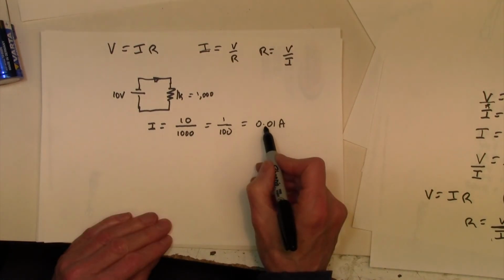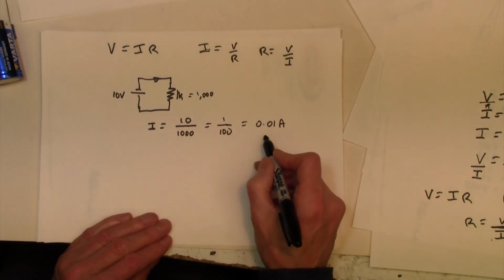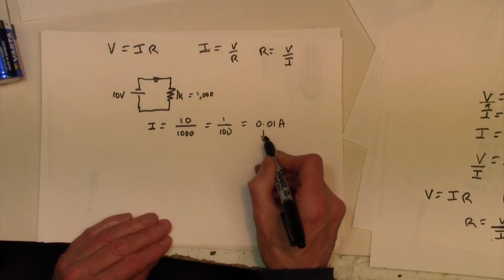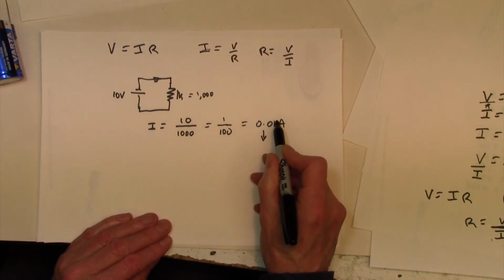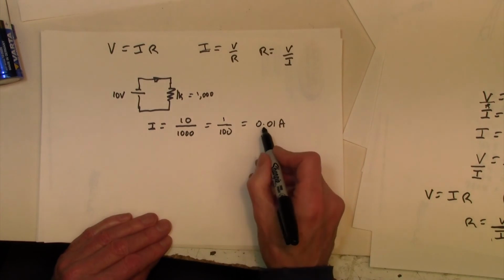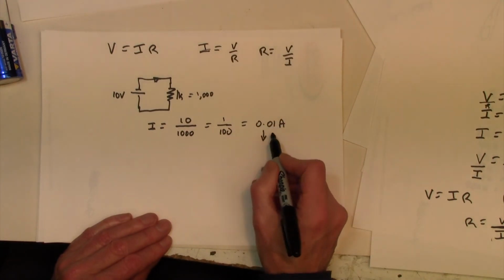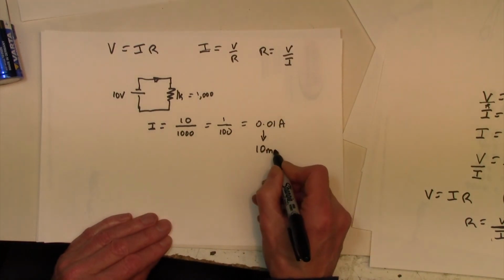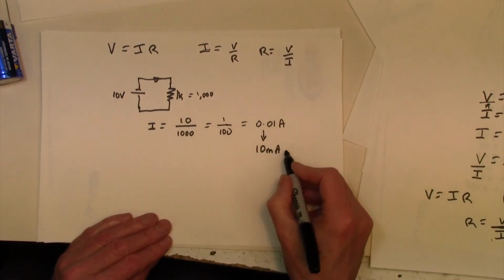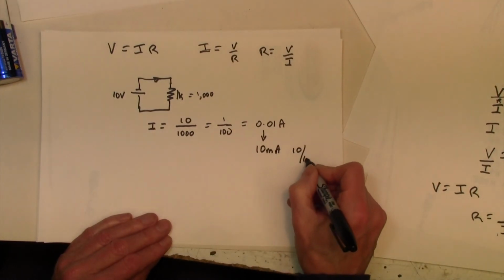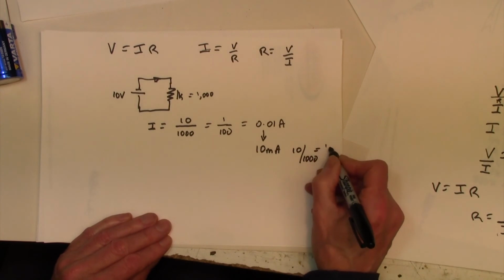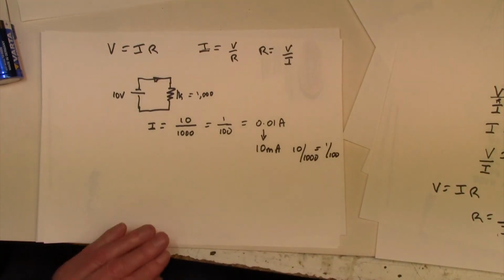So I'm sure you know that to make something into milliamps, you have to move this decimal point 3 places. So we would go 1, 2, 3, and that would be 10 milliamps, or 10 thousandths of an amp, or 1/100th of an amp. Agreed?